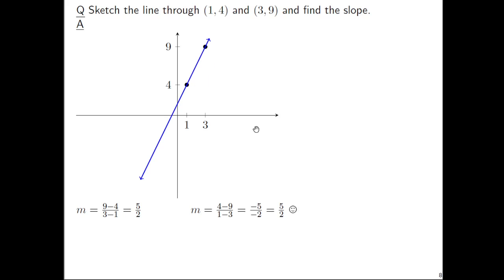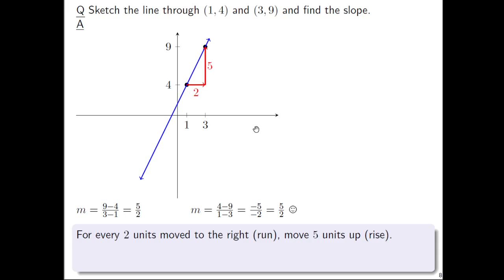Okay, we're done with the question, which is what the happy face is about. But I just want to talk about what slope really means. And it's a little strange to talk about the x change first, the change of 2 units in x. So I'm going to talk about the run first and the rise next, but it works this way as well. So for every 2 units moved to the right, so that's a change in x, change of 2, you're going to have to move 5 units up. So for a 2-unit run, you have a 5-unit rise.